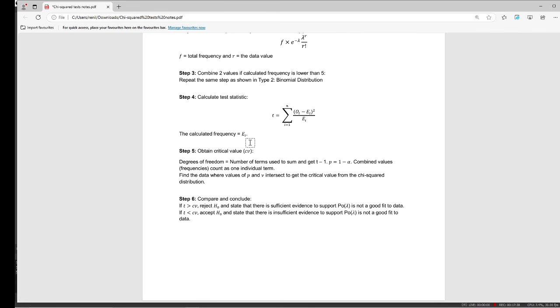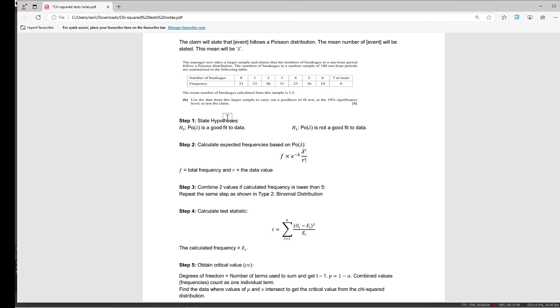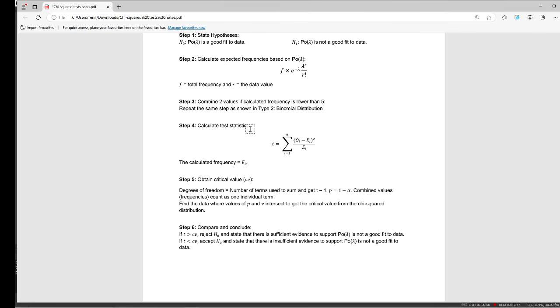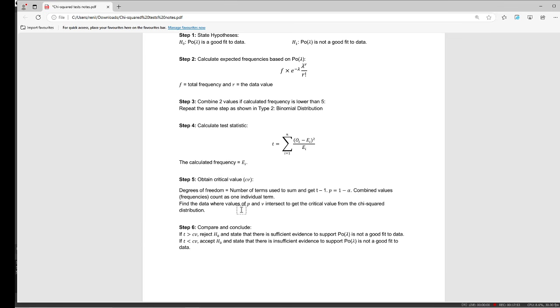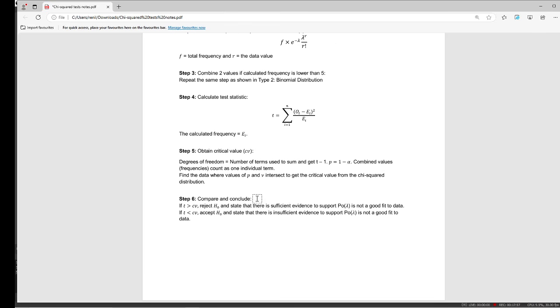It's really a repetitive process, because it just always asks to state hypothesis, calculate expected frequency, find the test statistic, obtain critical value, compare and conclude. So you'll see that it follows a certain format and always follows this format. It never ever diverges from it. So just do note how the steps go, and you'll be good for this.